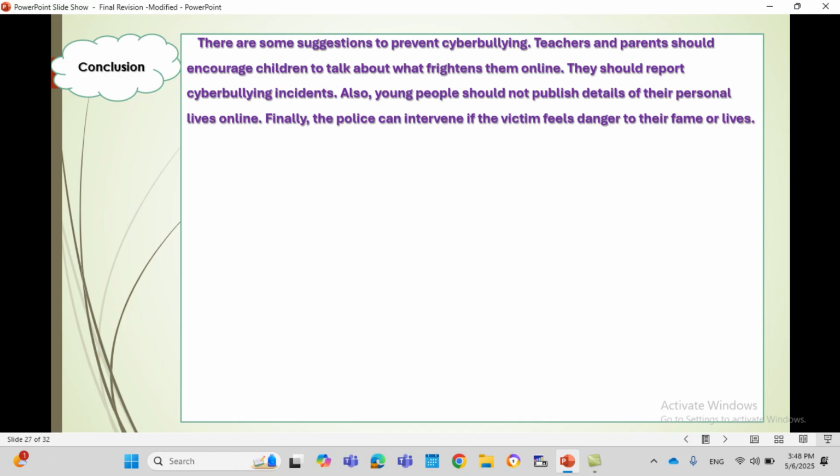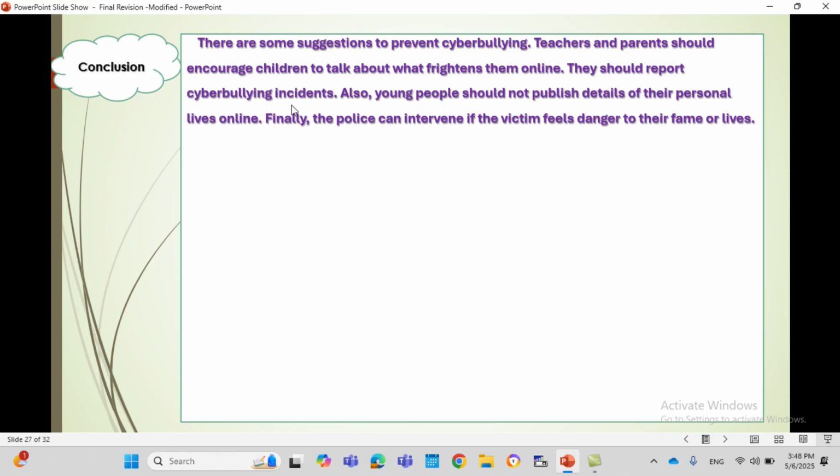Don't publish details about your own personal lives or photos of your families, because they might be misused by hackers or cyber criminals. Finally, and this is the last option, the police can intervene if the victim feels danger to their fame or lives. Here we have 3 suggestions to stop or alleviate such a phenomenon.